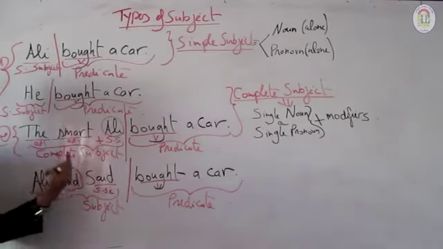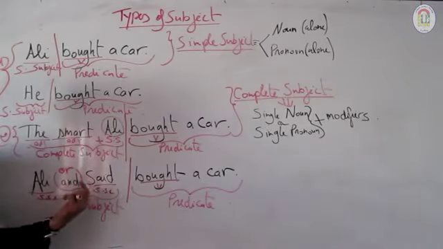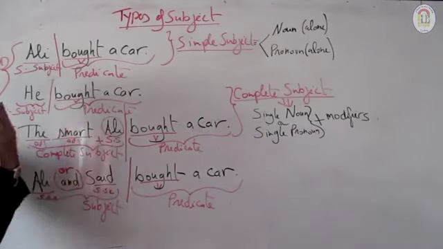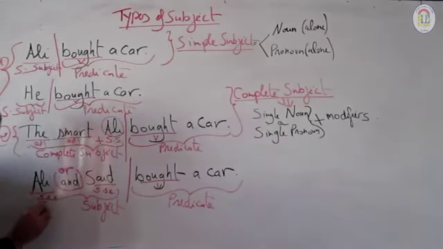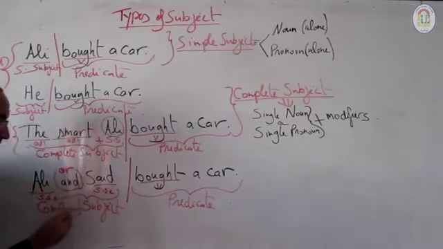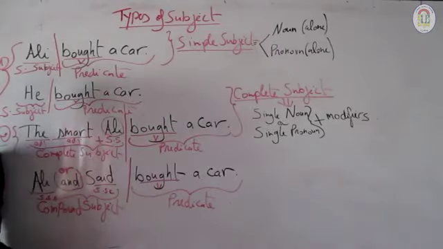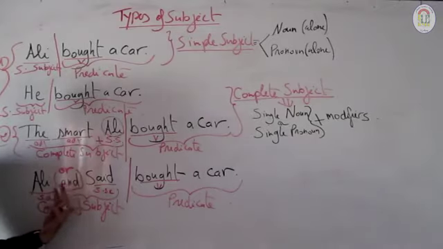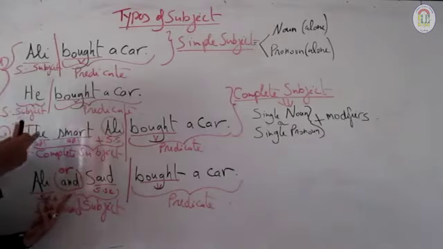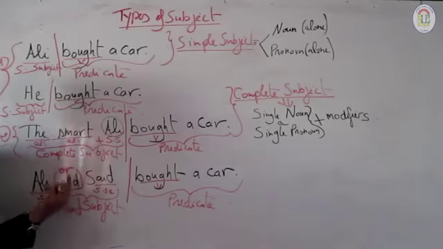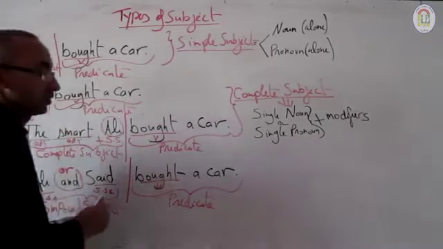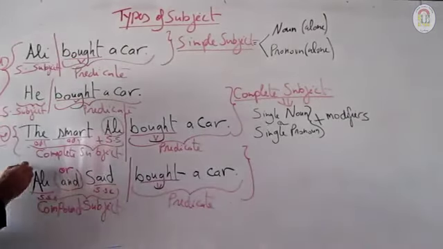Now, these two simple subjects together, or single nouns together, pronouns together, form the third type of subjects, which is called the compound subject. Now, what's a compound subject? A compound subject is a subject which consists of 2 or more simple subjects. It means 2 or more single nouns or single pronouns joined together by usually and or or. I refer to this third type, which we call number 3 here.